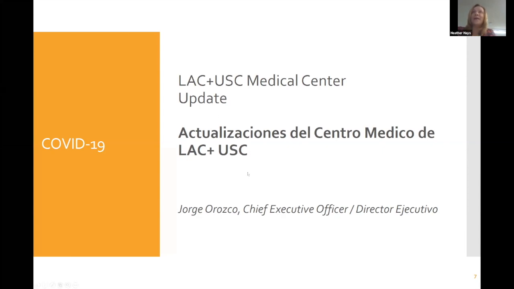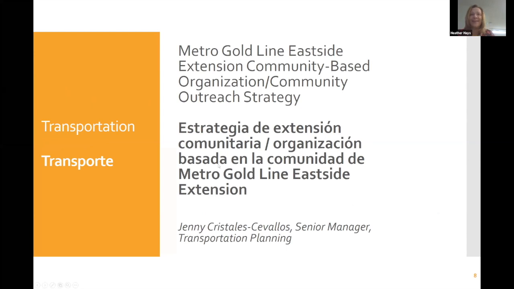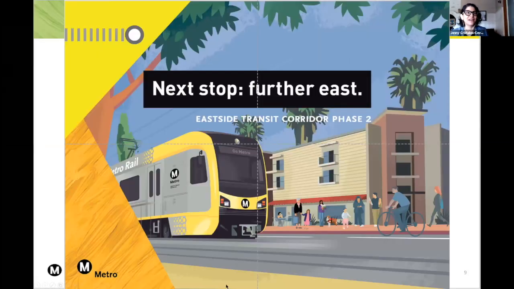With that, we will move on to our next topic, which is, as previously mentioned, the Metro Gold Line East Side Extension community plan. And I'd like to invite Jenny to take it away and share with us some updates. Hi, good morning, everyone. Thank you for having us here. I would certainly like to start off with introducing the East Side Transit Corridor Phase 2 team, because it takes a team to really get these projects on the ground and get the support that we need to advance the project. So if I can have the Metro team turn on their camera real quick and introduce themselves.